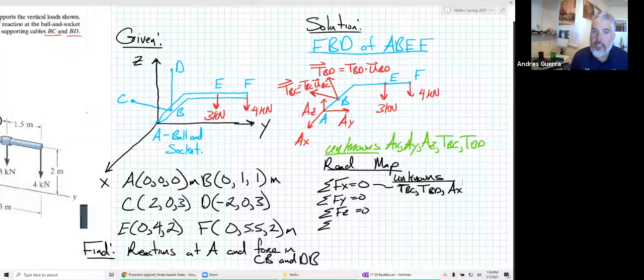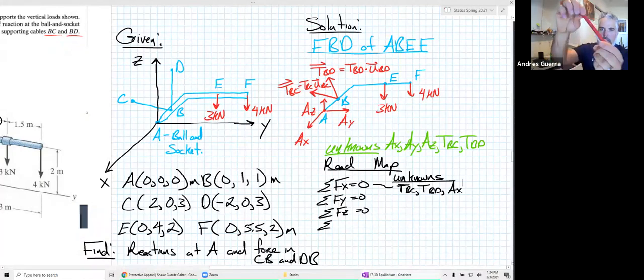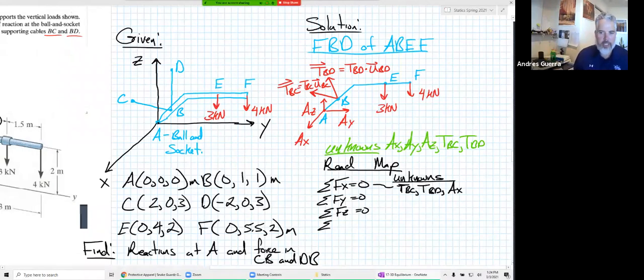So what we know we don't have is our MAX, our MAY, and our MAZ. There's not a reaction that's trying to prevent this from rotating, right? It's not saying, oh, you can't rotate. No, it's allowed. That ball and socket allows it to rotate, so we don't have a moment. Does that make sense, John? Okay, any other questions?